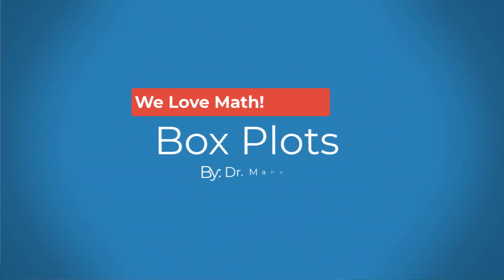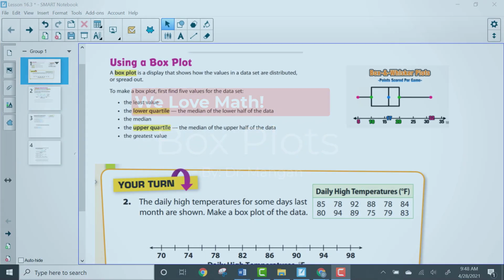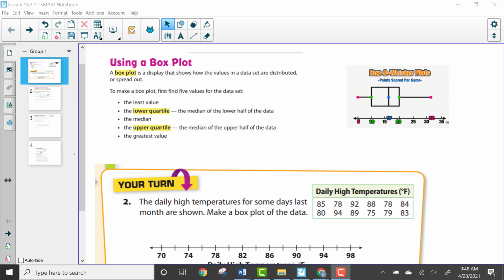Hello everyone, I'd like to welcome you to this video titled Box Plots, and the goal for this video is for you to understand how you can use a box plot and measures of spread to describe a data set.